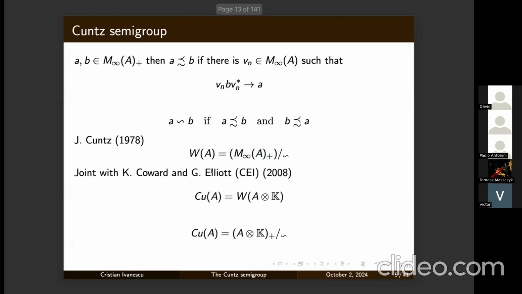And recently, in 2008, about the same time that Andrew Toms announced his important result, in joint work with Chris Coward and George Elliott, we made what looks like a minor change. But I'm going to try to argue that this is actually a very useful modification. So we introduced what we call the stabilized version of the Cuntz semigroup. In the definition, we changed the M infinity to the closure, in other words, A tensor K, where K is the algebra of compact operators. So everything stays the same, except we introduce the closure.